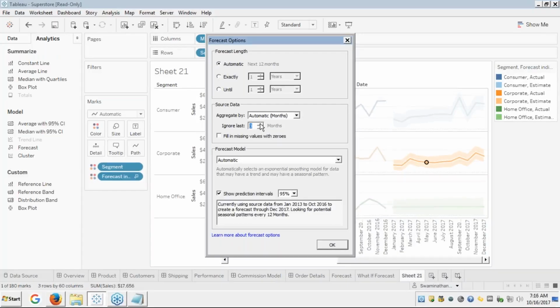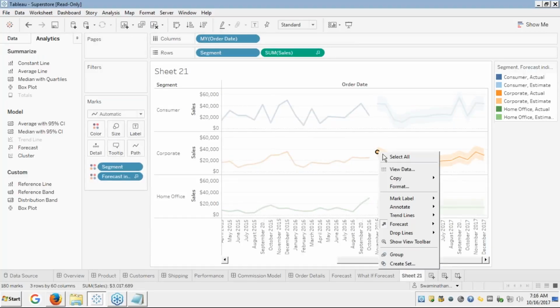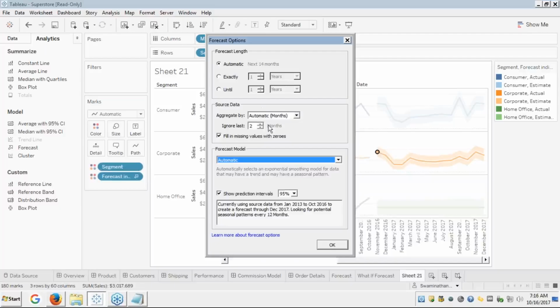Here I have basically ignored my last 1 month, which means ignoring the last 2 months here. I'm changing the option to ignore last 2 months data. When I do that and also fill the missing values with zeros, you can see now my data is getting generated from November 2016 itself. So I can change that option: right click here, go to the forecast and click on this forecast option, and I'll be able to change this ignore last 2 months data and change that forecast.